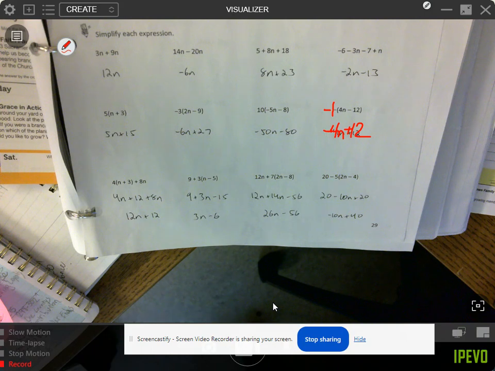I wrote -12 instead of positive. Because you have to remember, negative times a negative is a positive.